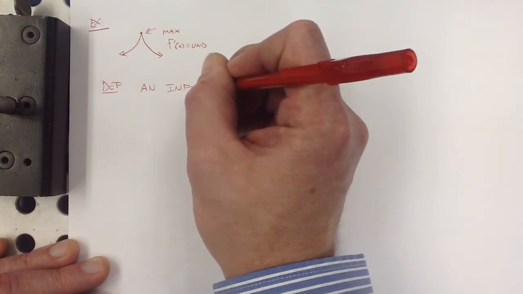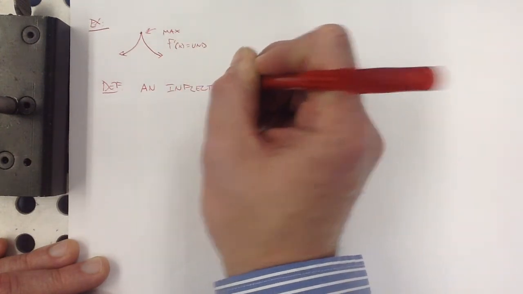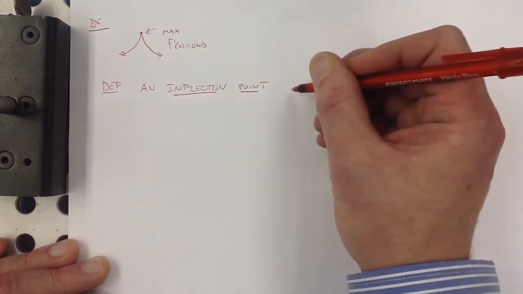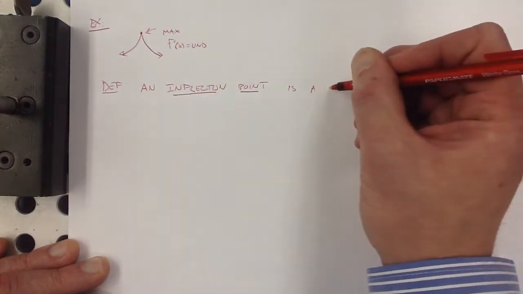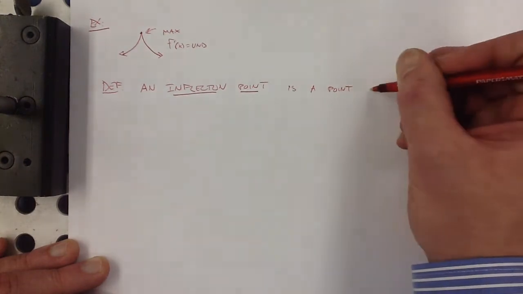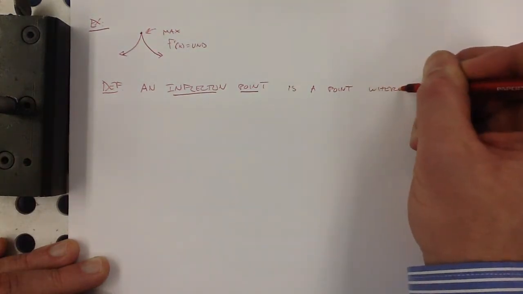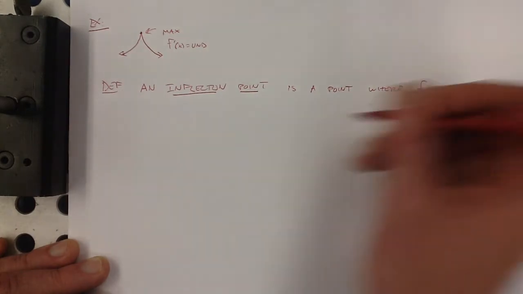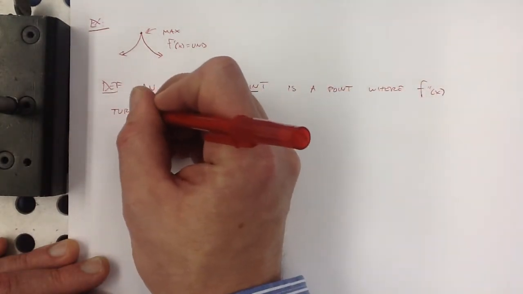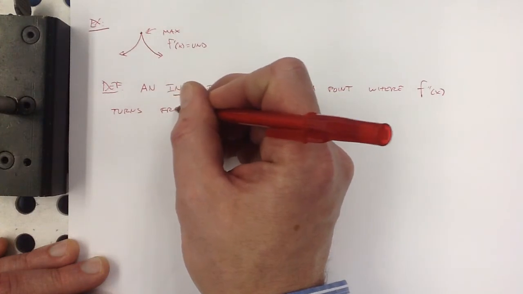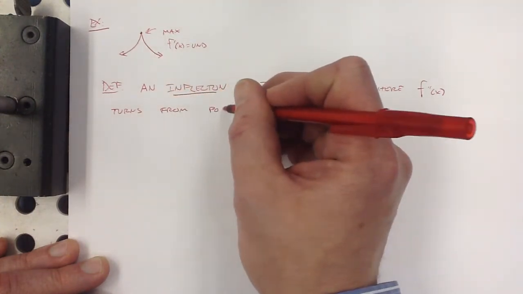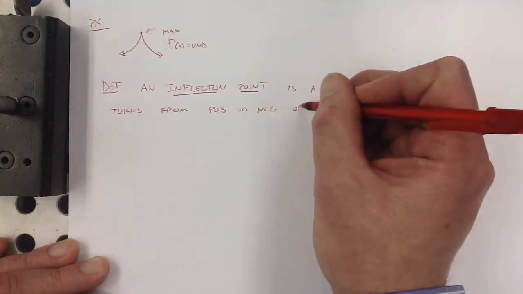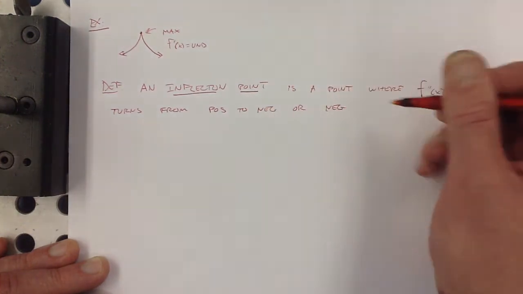An inflection point is a point where the second derivative turns from positive to negative, or from negative to positive. In other words, it changes sign.